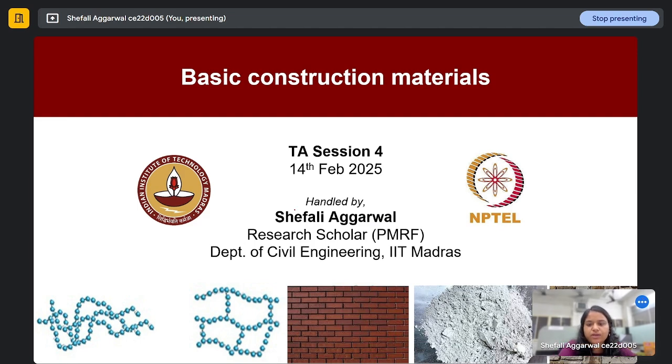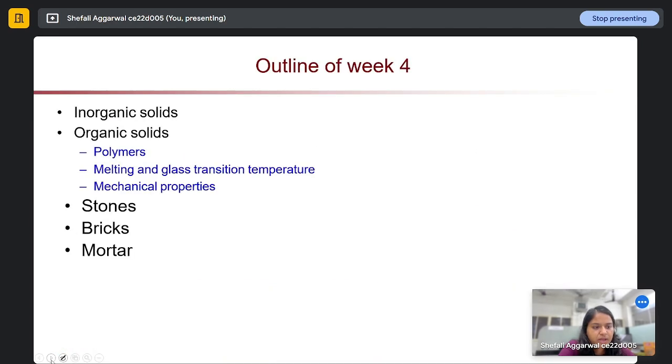Last week, we started talking about the nature of materials, where we covered the basic material concepts: the different types of electronic configuration, the different types of bonding available, and, in metallic materials, how lattice structure and lattice defects arise, and what the different types of defects in our material are. And this week we will talk about inorganic and organic solids.